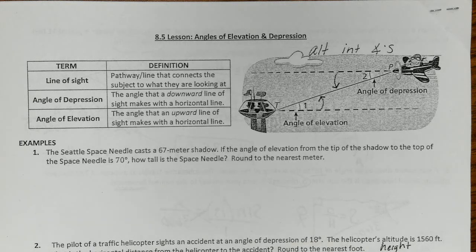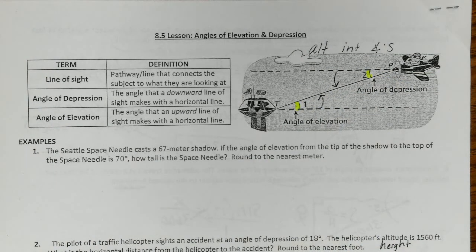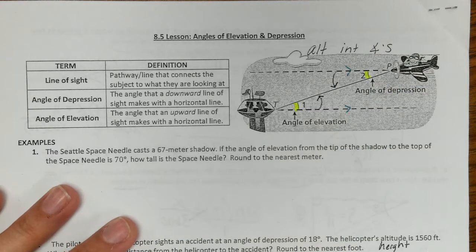All right, guys, here are the in-class portion of our 8.5 lesson notes, angle of elevation, angle of depression. As I discussed already, we've got our alternate interior angles, angle 1 and 2. So angle of elevation, angle of depression on opposite sides will be congruent. The reason is because all horizontal lines are going to be parallel.